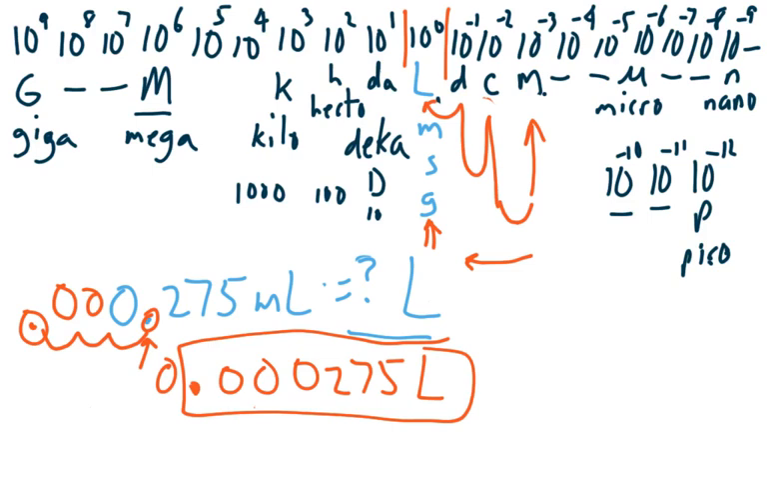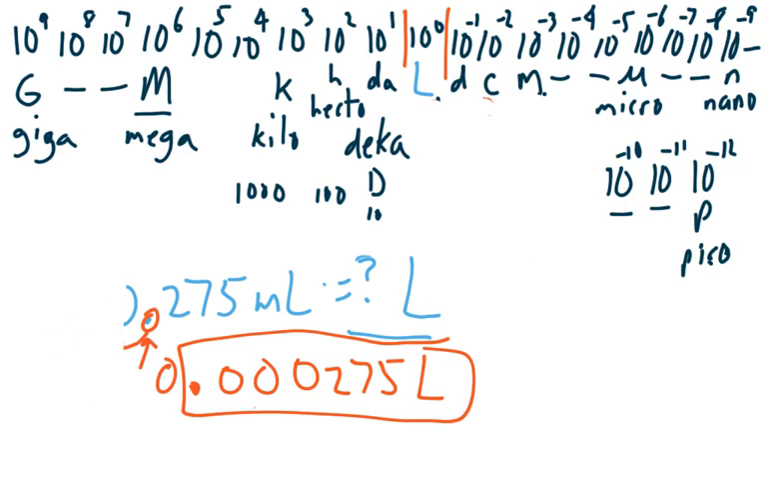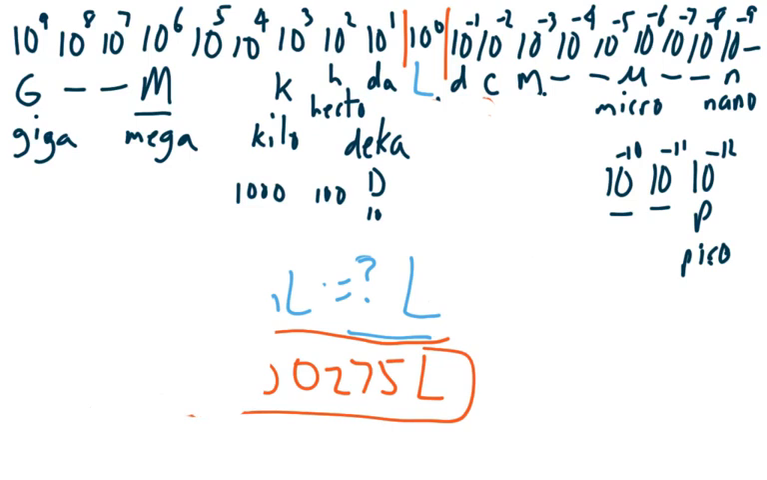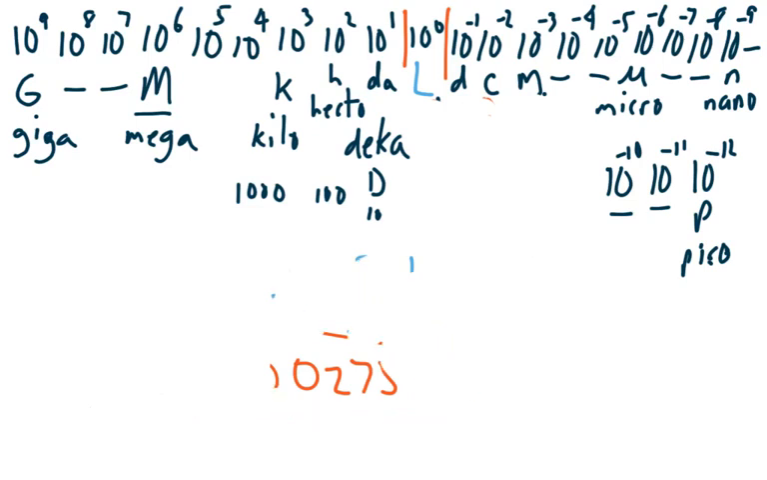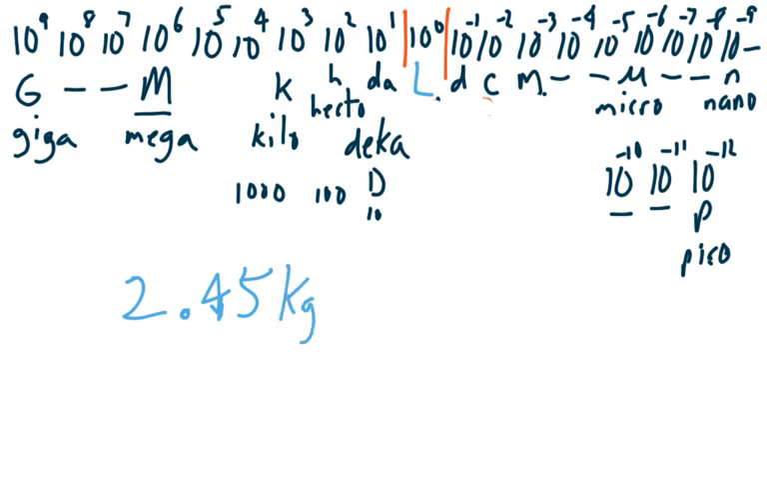Let's do a couple more problems here. Let me erase a little bit of this clutter. And notice, as a reminder, whenever you see that there is no prefix, like in this problem, the liters had no prefix, you're going towards the base unit. Okay, so here's a new problem. Let's say we got 2.45 kilograms. And we want to go to, let's say, just grams. Okay, so again, grams would be a base unit.